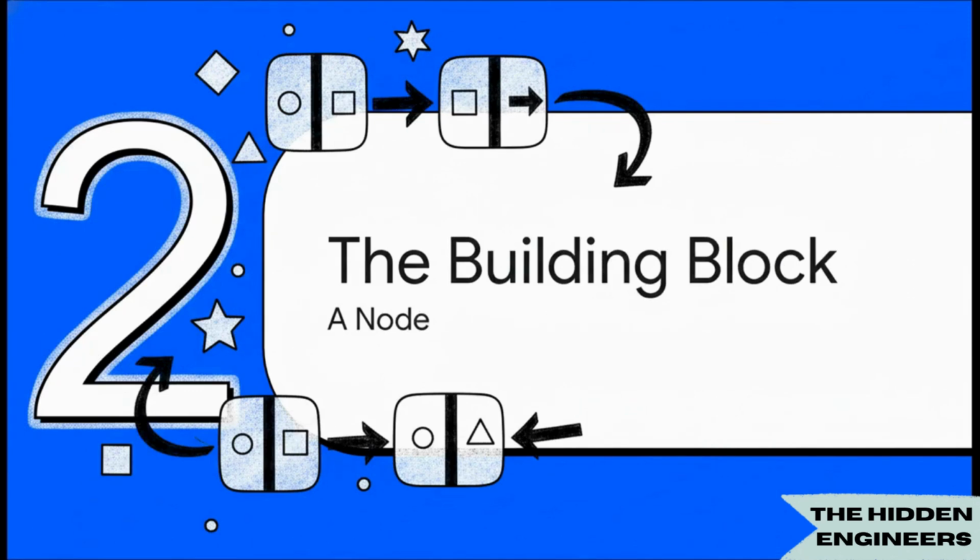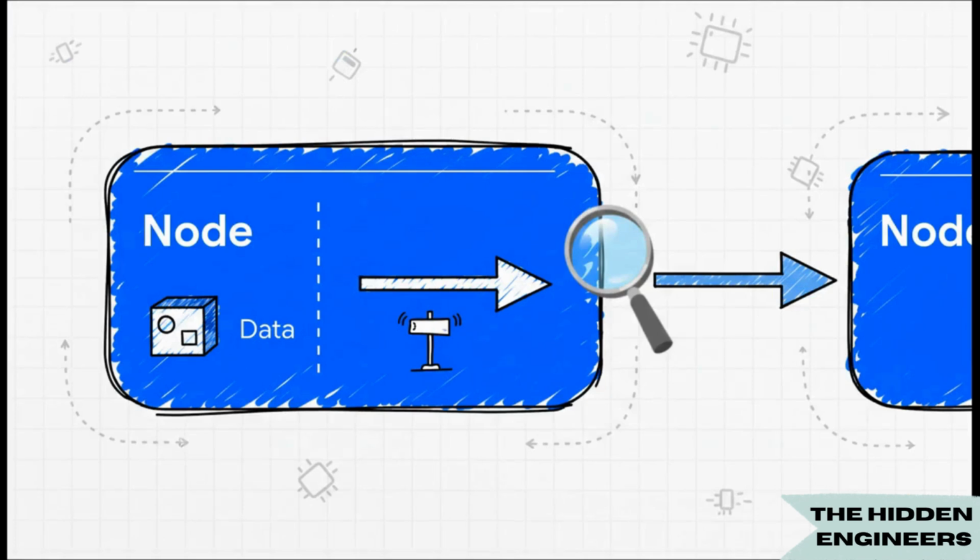To solve this puzzle, we have to start with the single most important piece. The fundamental unit of any linked list is something called a node. And I'm serious here. If you understand what a node is, you are 90% of the way to understanding the entire structure. It's that important. So what is a node?